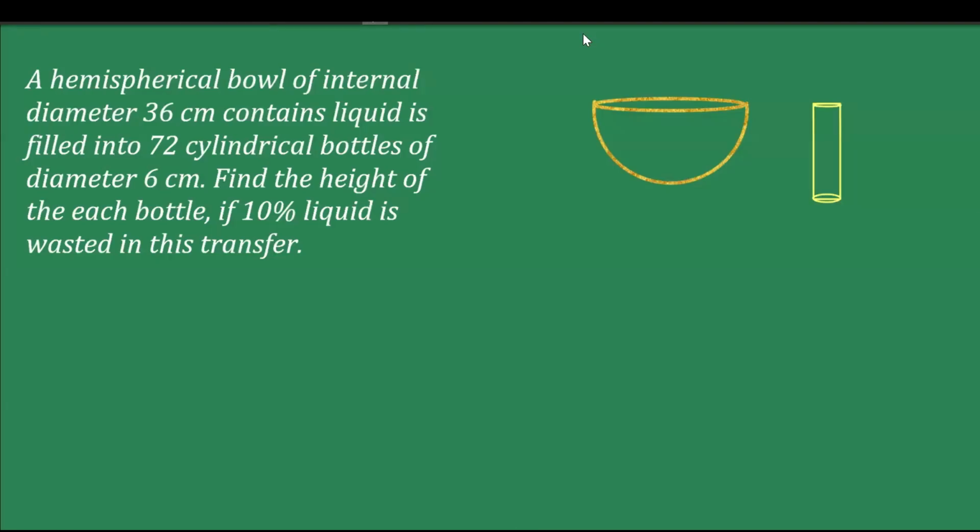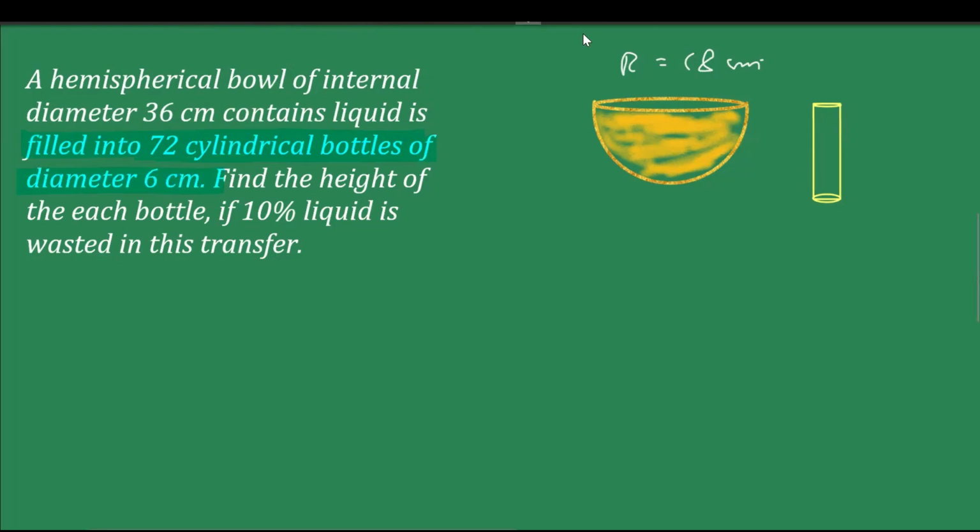In this question from the chapter surface area and volume, a hemispherical bowl of internal diameter 36 centimeter contains liquid. As you can see, I have made the bowl and it is filled with some kind of liquid. We know its diameter is 36 centimeter, so its radius is 18 centimeter. Further, it says this liquid is filled into 72 cylindrical bottles of diameter 6 centimeter.